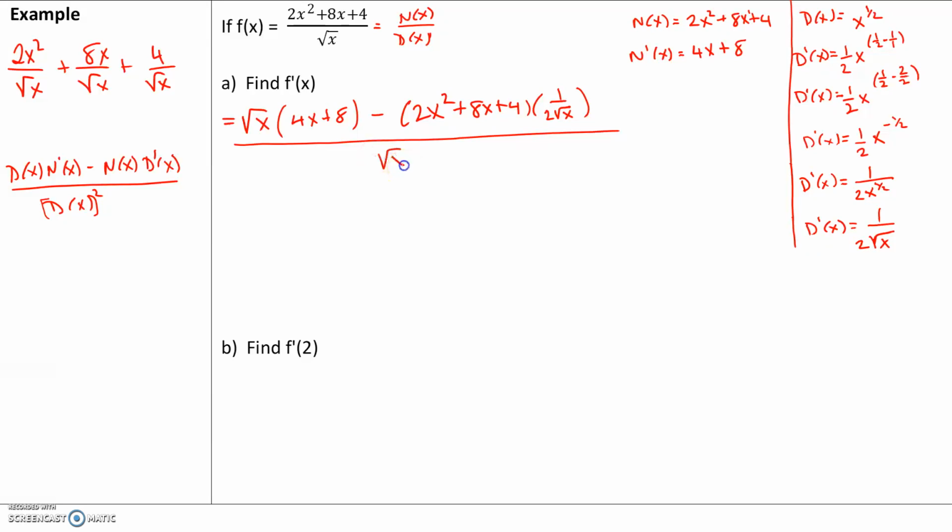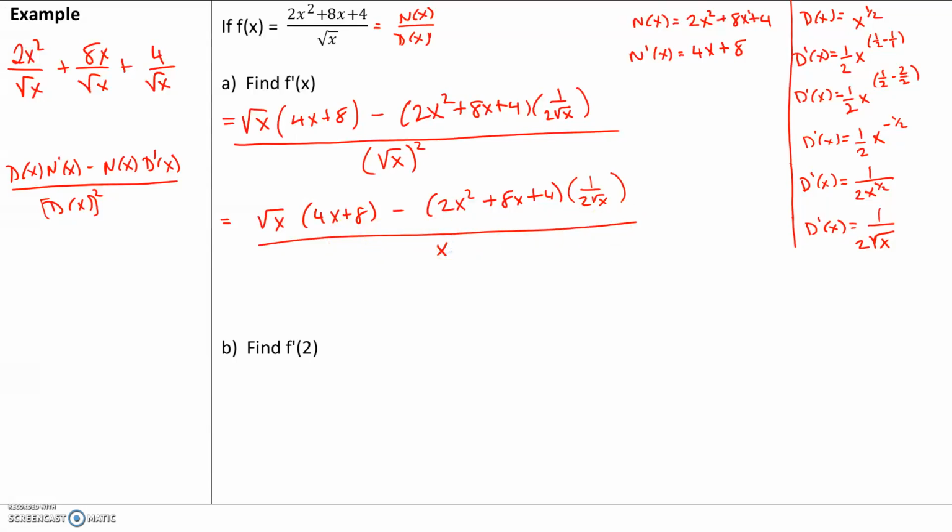So d of x is square root of x, and if we take square root of x to the second power, that'll just give us x. So this equals square root of x times 4x plus 8 minus 2x squared plus 8x plus 4 times 1 over 2 radical x. All of that is going to be divided by x. Now in my open math, this answer will be accepted. So you can enter your answer like this.